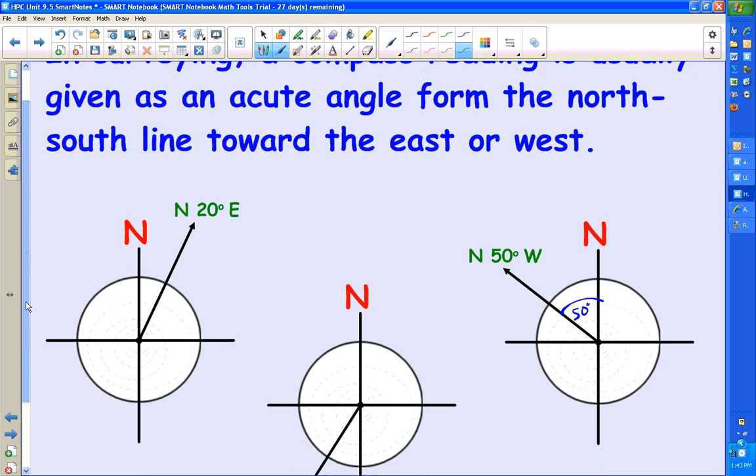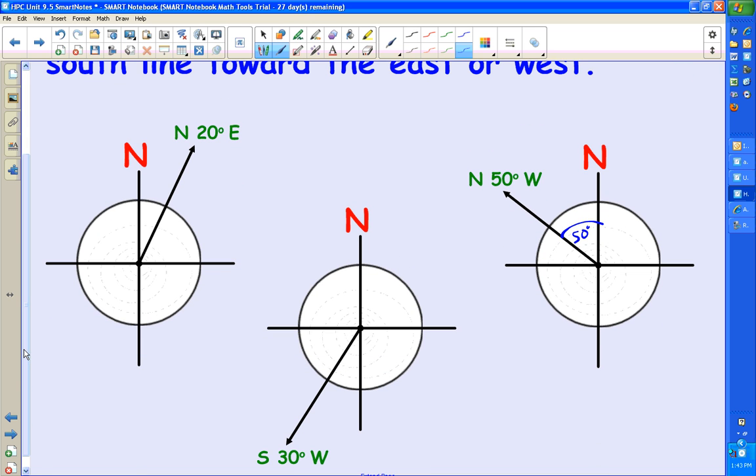Surveying is always off the north-south line. So this is this path right here. This is a 20 degree angle. You're going north and then 20 degrees east.